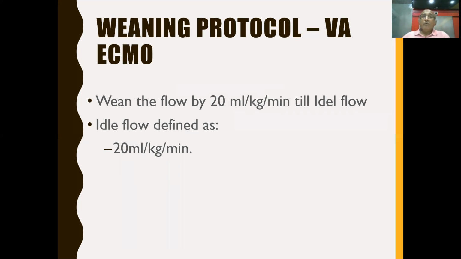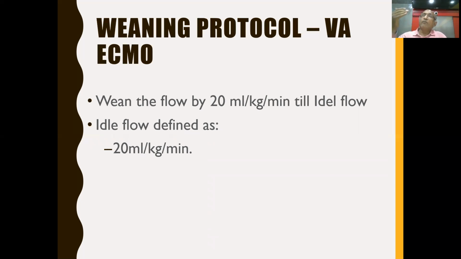So VA ECMO, how will you do it? The methodology: you have to decrease the blood flow by 20 ml per kg per minute till you get the ideal flow. The ideal flow is the minimum flow, that is 20 ml per kg per minute. So in an adult patient on VA ECMO, if you come down gradually to a flow of around 1 liter per minute, that is a minimal flow. And if the patient maintains on that, then you can think of going for a trial off.